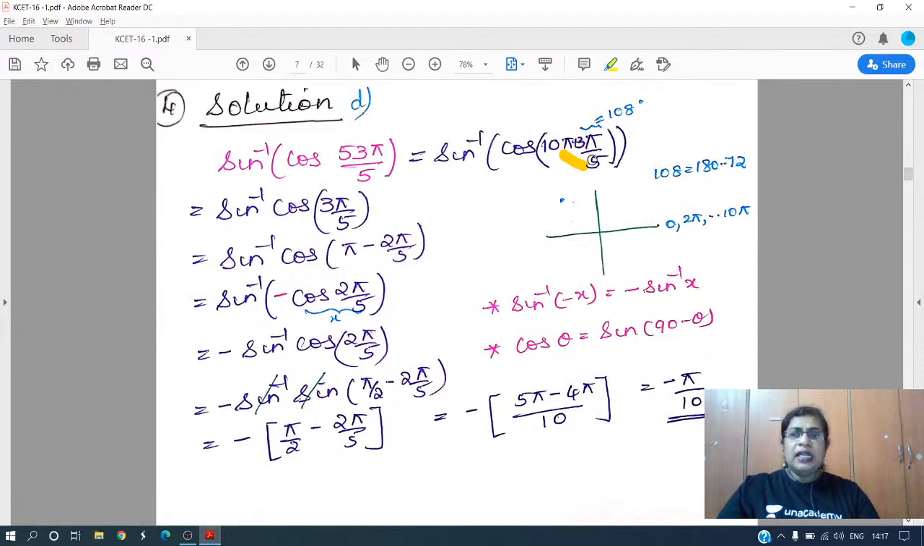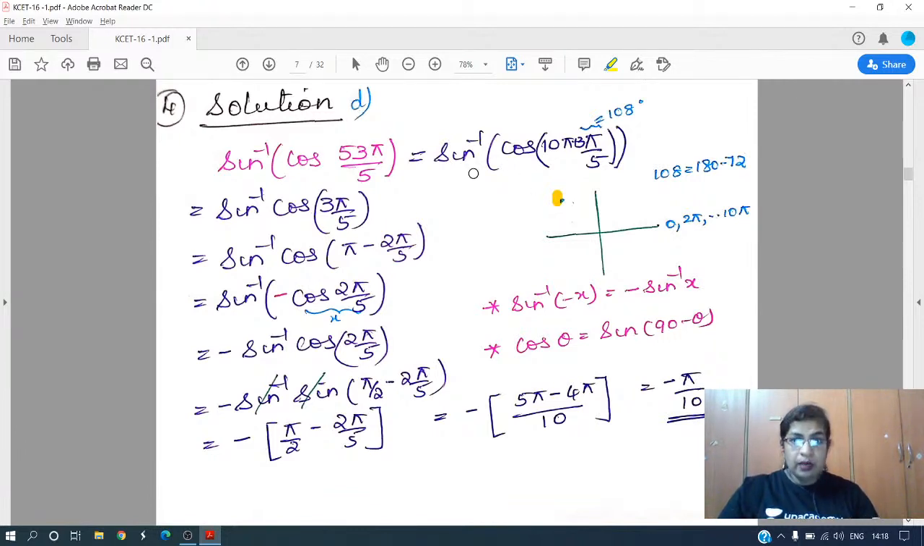Okay, so now 10 pi means, see here in trigonometry, one full rotation completes 360 degree. So one circle means 2 pi. So I have written 10 pi. So after 10 pi, it will move to the positive, that is the first quadrant. But now here 108 degree is lying in the second quadrant. Is this much clear to you?